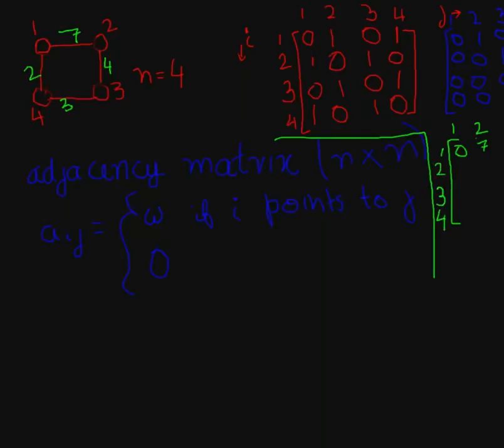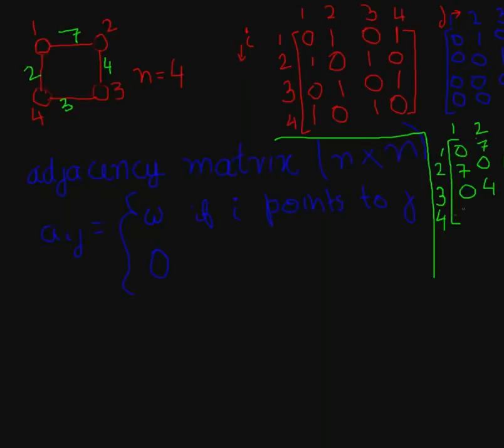So node 2 is connected to node 1 and the value is going to be 7. Node 2 is not connected to itself, so this will be 0. Node 2 is connected to node 3 with weight 4, and node 2 is not connected to node 4, so the value here is going to be 0. Node 3 is not connected to node 1, this will be 0. Node 3 is connected to node 2 with weight 4. Node 3 is not connected to itself, and node 3 is connected to node 4 with weight 3.